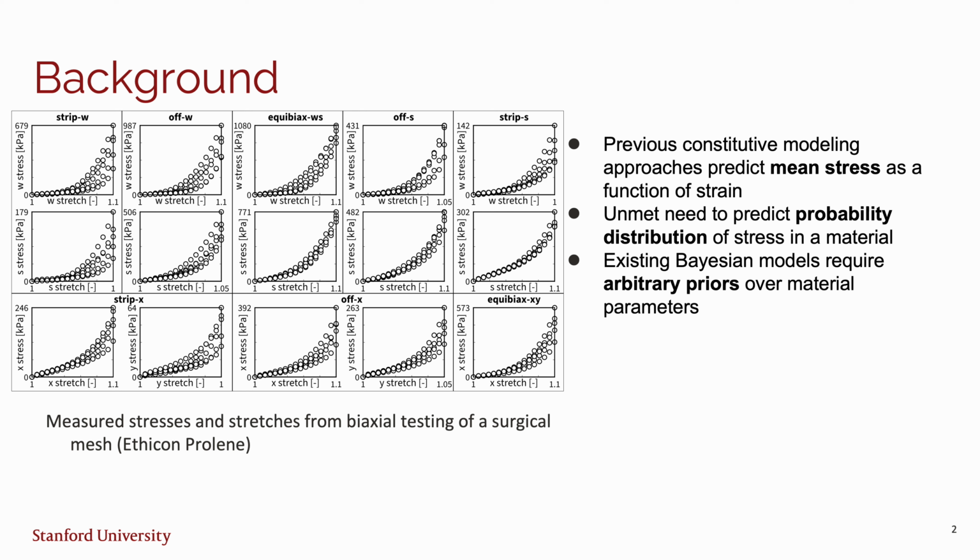across samples. There are some existing Bayesian methods that do exactly this, but they require an arbitrary prior to be selected for the material parameters, and this is often not known in practice.